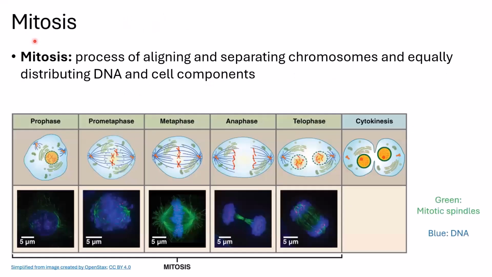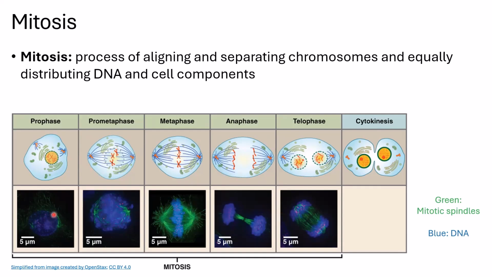Mitosis is, overall, the process in which replicated chromosomes align and then separate so that the DNA and other cell components are equally distributed between the two resulting cells. Mitosis itself can be divided into several phases, and cytokinesis is considered a separate phase, although it sometimes occurs with the end of mitosis. This diagram shows both a schematic and actual microscopy images for each phase.